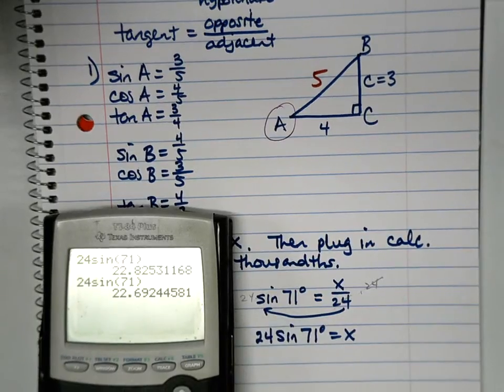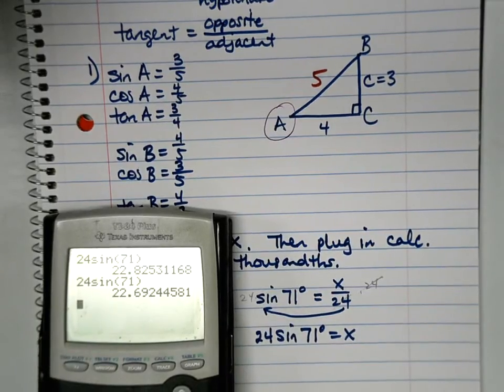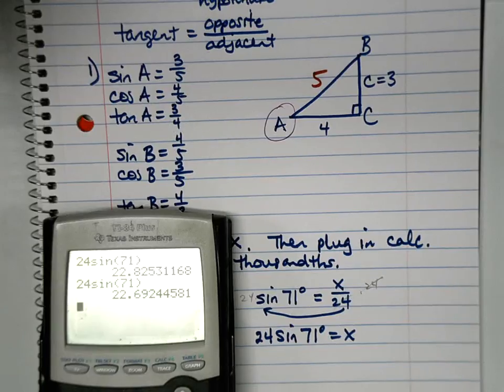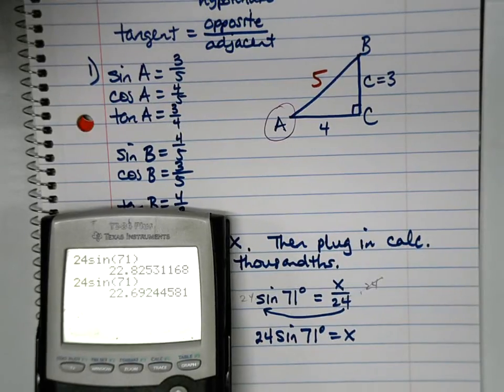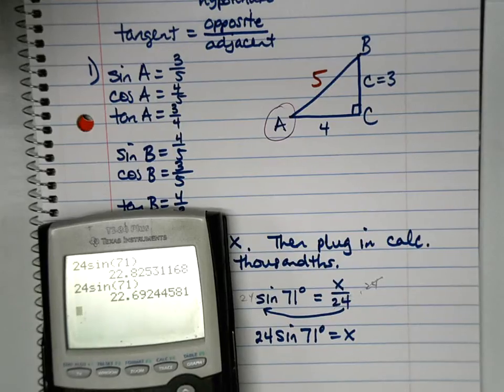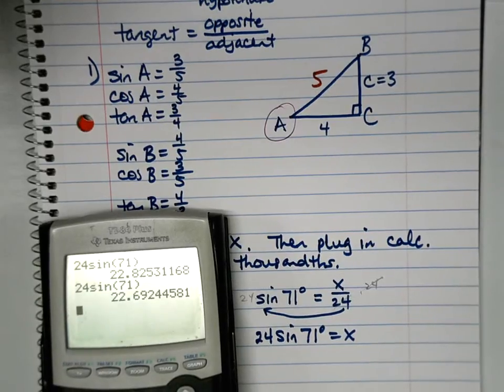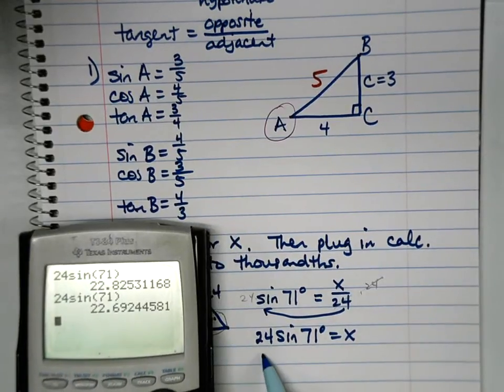Are you guys getting 22.692? Interesting, those answers were actually pretty close. Okay, what's the difference? She was in a different mode. I was in a different mode. I was in something called radians that we're going to learn next week, what a radian is. It's another way to measure an angle as opposed to degrees.